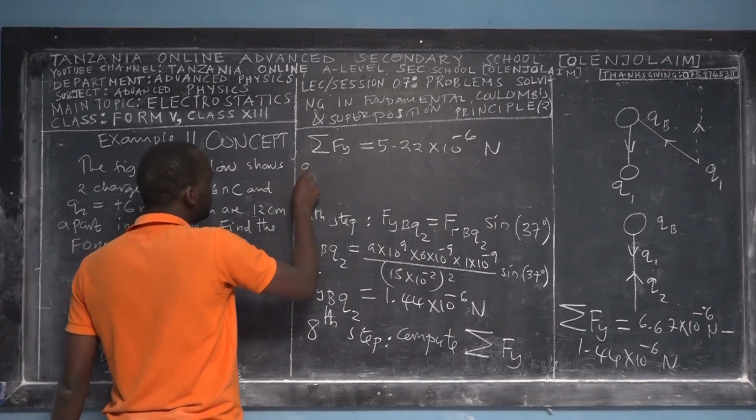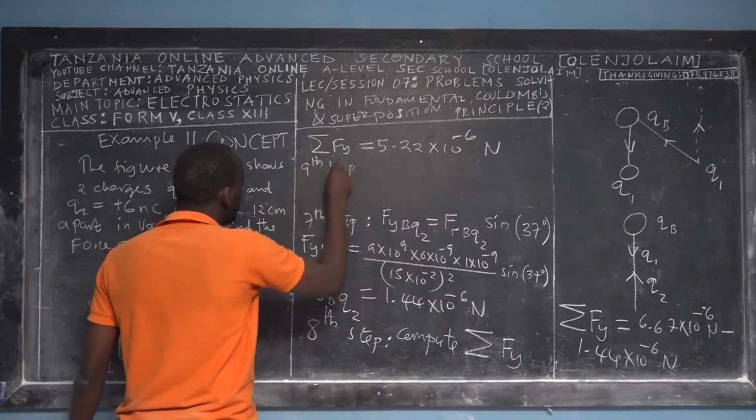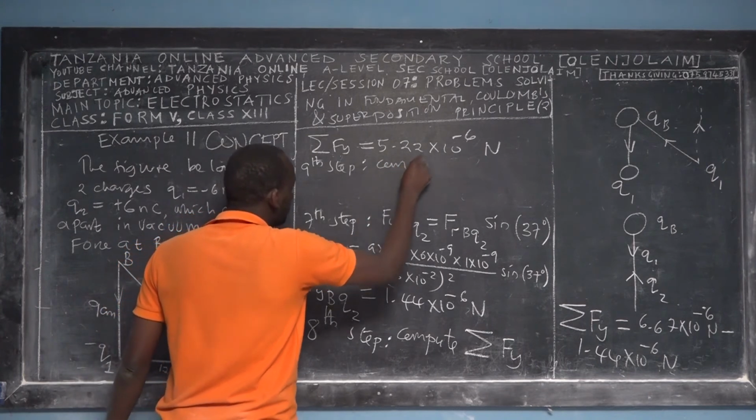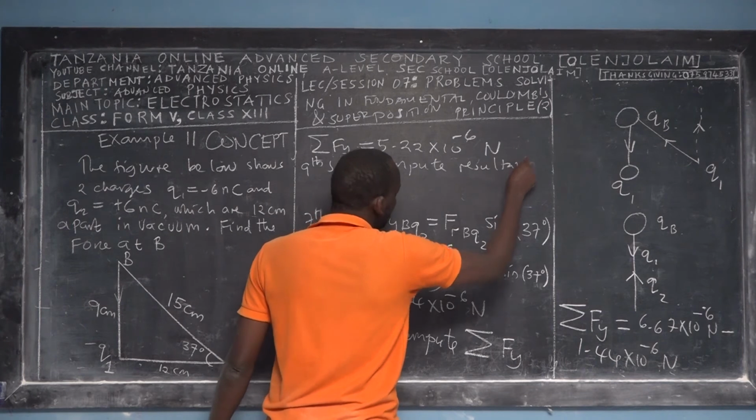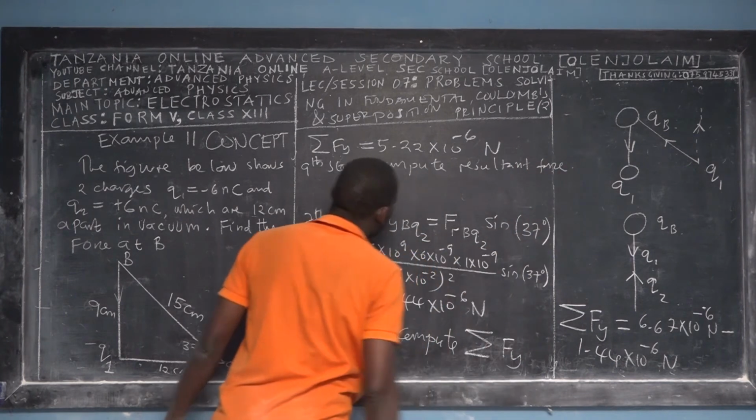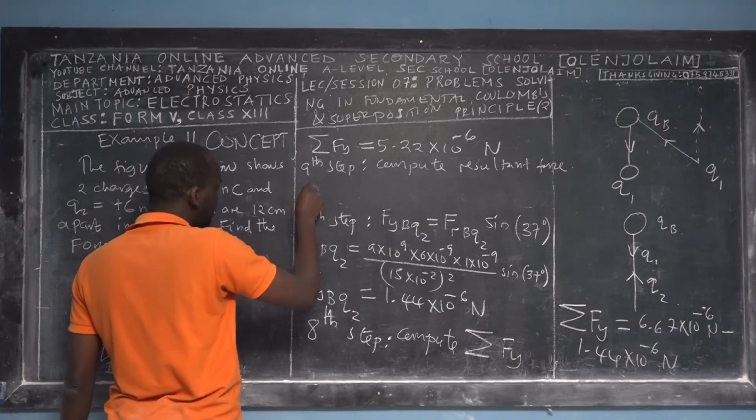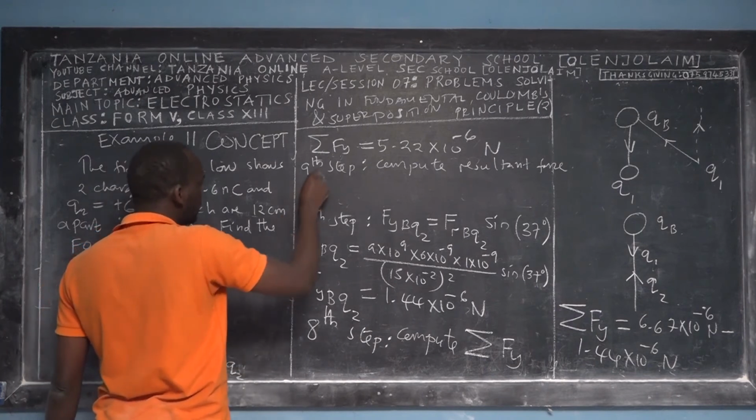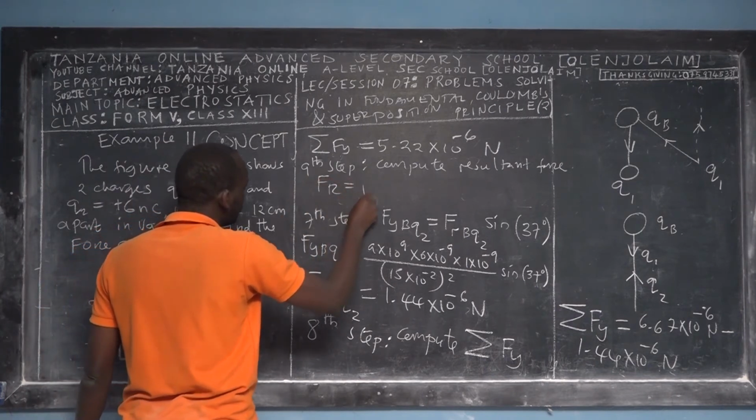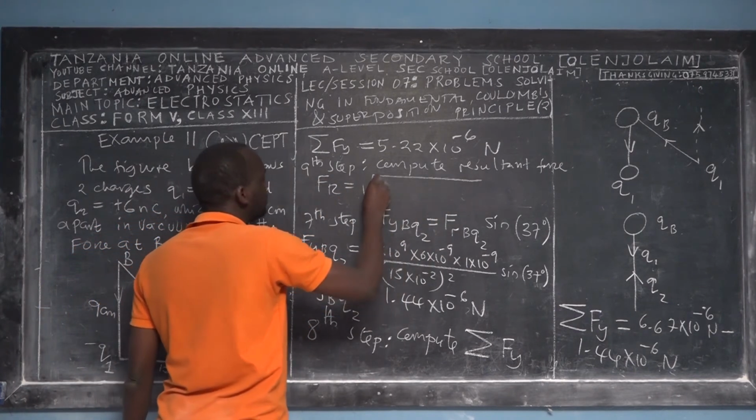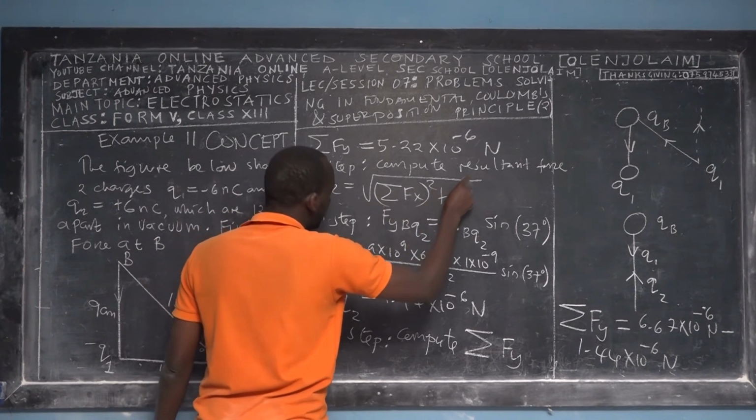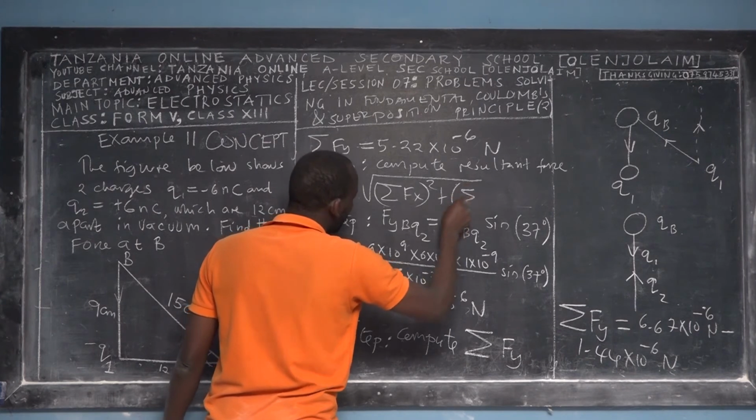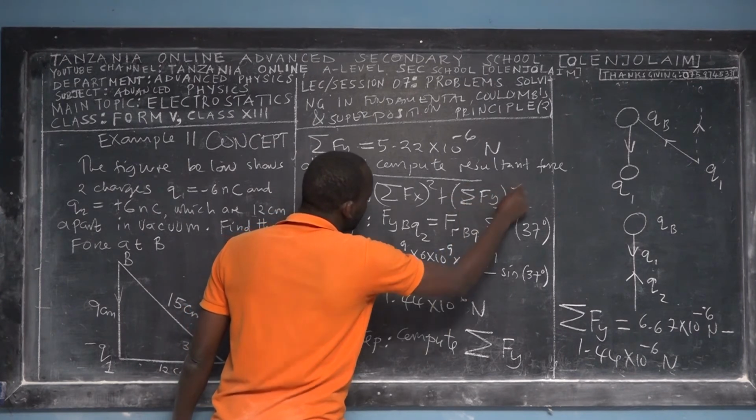The ninth step says computing the resultant force. Compute the resultant force. So you say that the resultant force is equal to the square root of what? The summation of the horizontal component squared plus the summation of the vertical component squared.